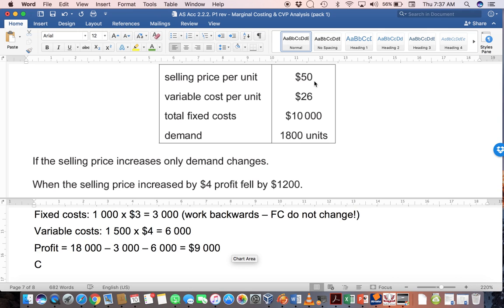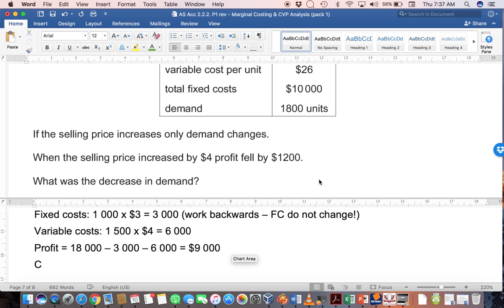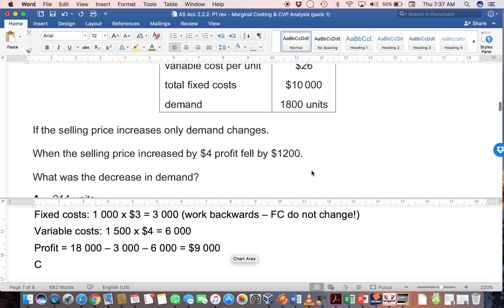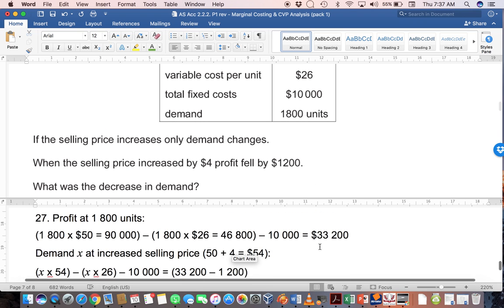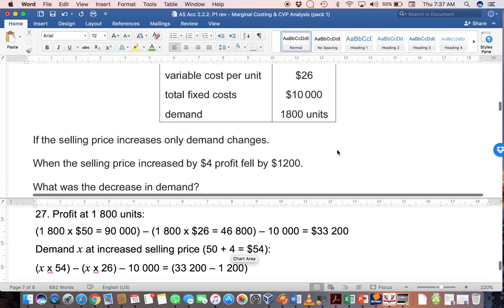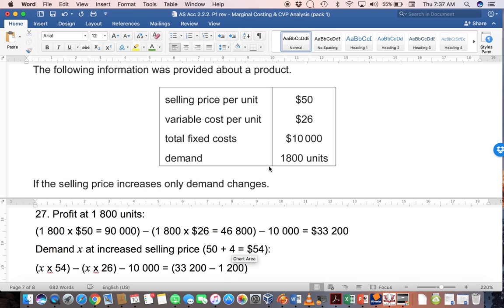And the question then says, when the selling price increased by $4, in other words, from $50 to $54, the profit fell by $1,200. And therefore, what was the decrease in demand? In other words, we are being told that at a selling price of $54, we made $1,200 less profit. And we need to therefore know or work out what the quantity would have been at this point. So we're going to have to do quite an interesting calculation over here.